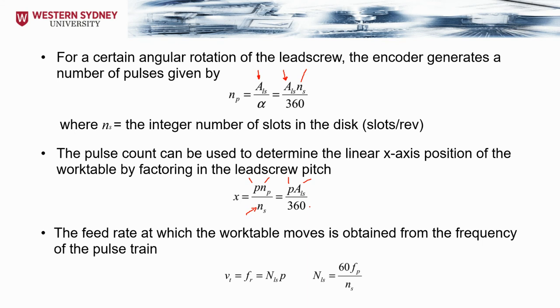The feed rate at which the work table moves is obtained from the frequency of the pulse train. So we are going to use the same equation. The velocity of the table, or the feed rate, is equal to the RPM value of the lead screw multiplied by the pitch value of this lead screw. The NLS is equal to 60 multiplied by the frequency divided by the number of slots.